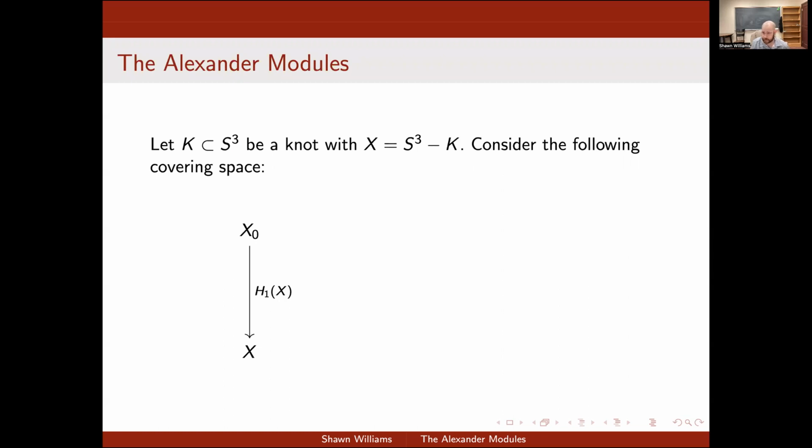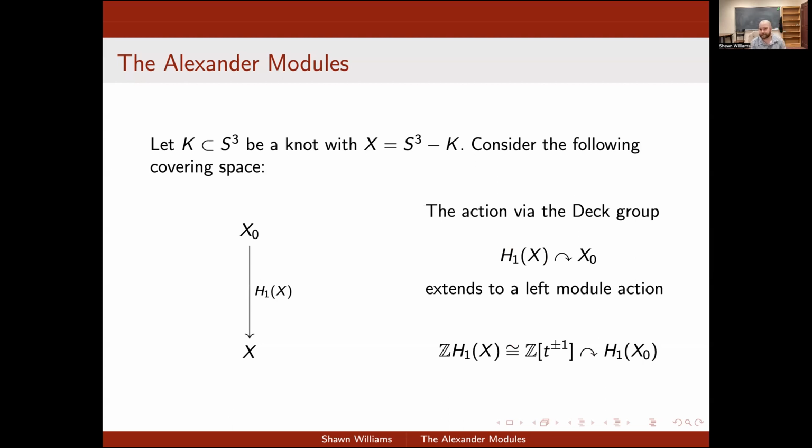The homology of a knot complement is always isomorphic to Z. So we sometimes call this covering space the infinite cyclic cover of X because we have this infinite cyclic action from the deck group. Here, and this will be true for any covering space, the deck group action will extend to a module action by the group ring of the deck group on the homology of the covering space. So here we have a module structure for H1 of X naught as a module over the ring Z H1 of X. Again, H1 of X is isomorphic to Z.